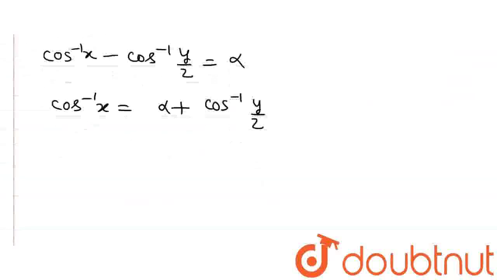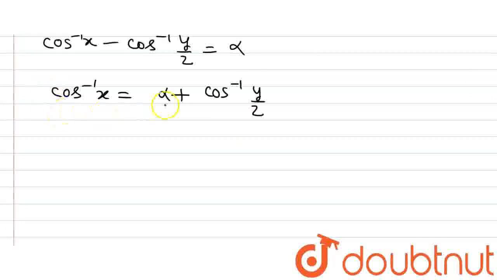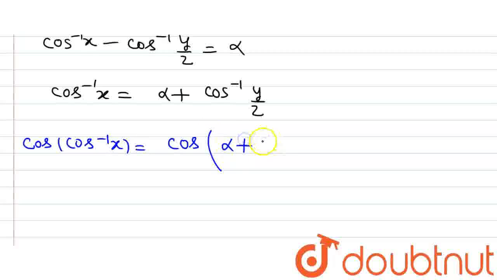Now if we take the cosine on both sides of the equation, we will get cos of cos inverse x is equal to cos of the whole, that is alpha plus cos inverse y by 2. Now cos of cos inverse x will give us x is equal to cos of alpha plus cos inverse y by 2.